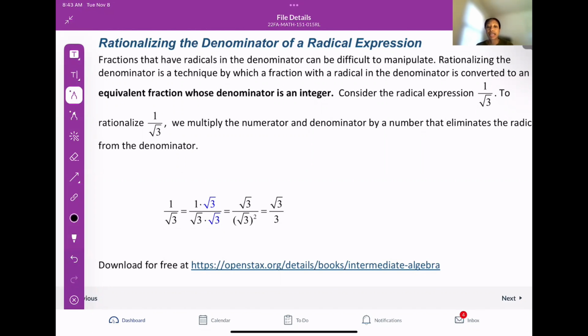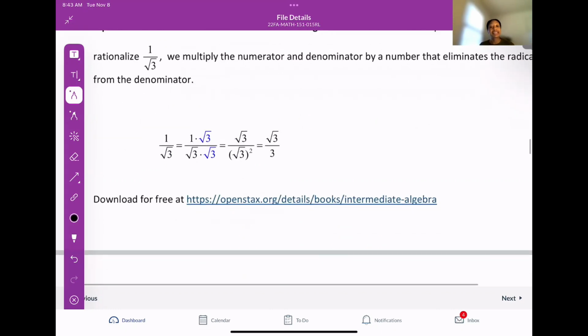To rationalize something like 1 over root 3, we're just going to multiply by root 3 over root 3. This technique is called rationalizing. It's rewriting your radical expression so that there is no radical in the denominator. When we do this, 1 over root 3 times root 3 over root 3 gives us root 3 over 3. This term is exactly the same as the original, but what we see on the right is the rationalized form.